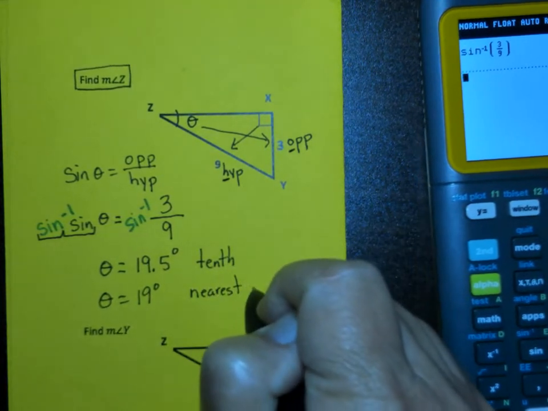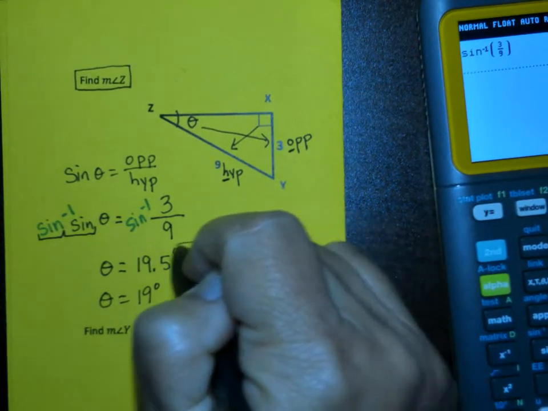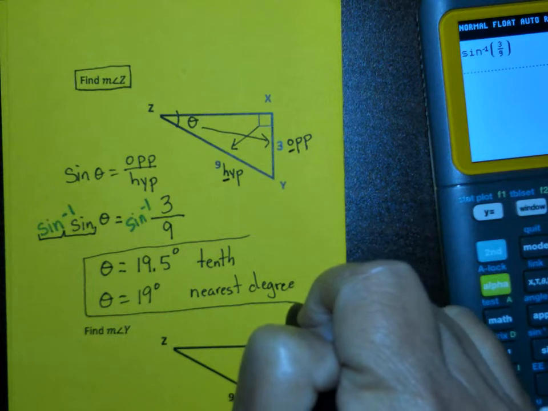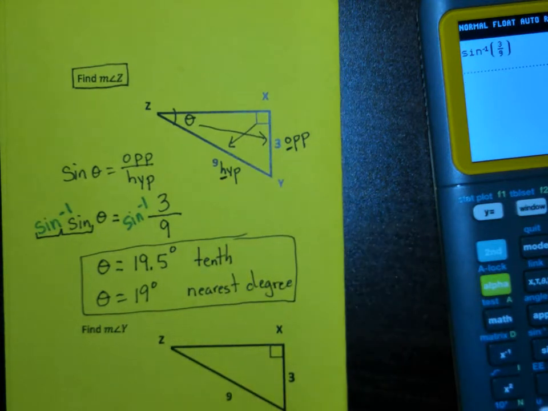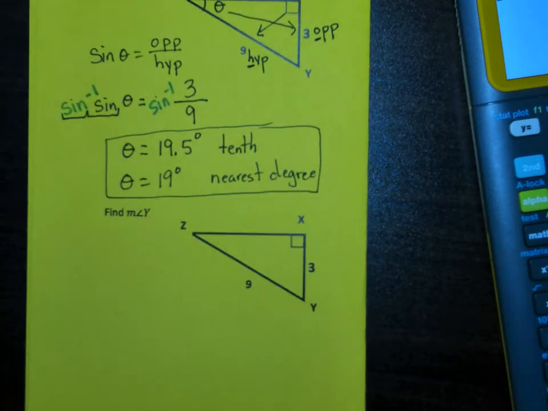So if it just says the nearest degree, that means it wants a whole number. So depending on your instructions, one of those two would be your correct answer. Okay? Alright, we're going to do 2 more examples together. By the time we're done these examples, you'll have the hang of it.